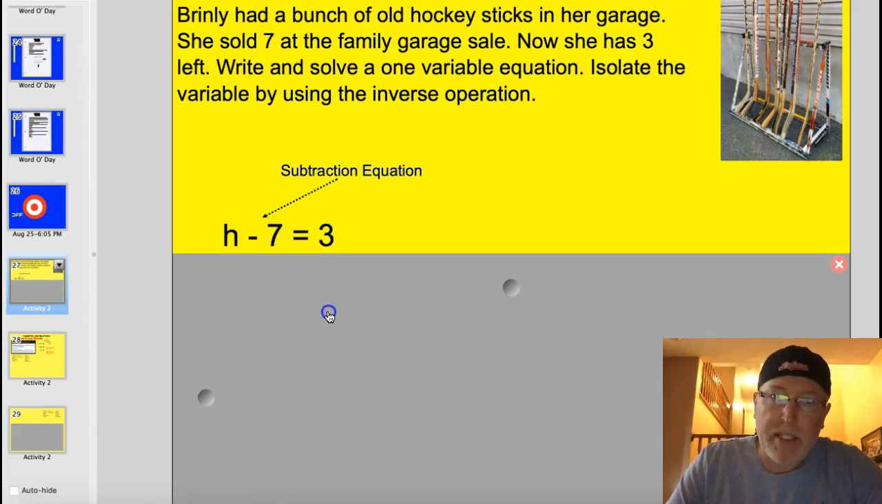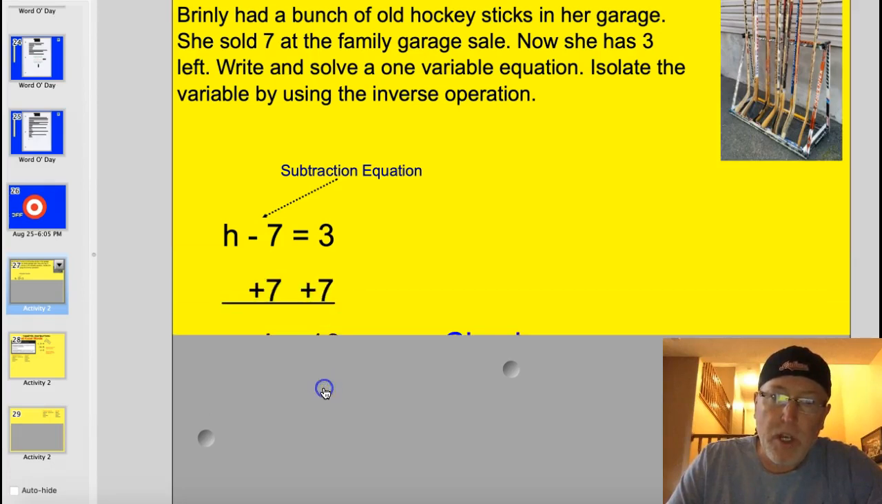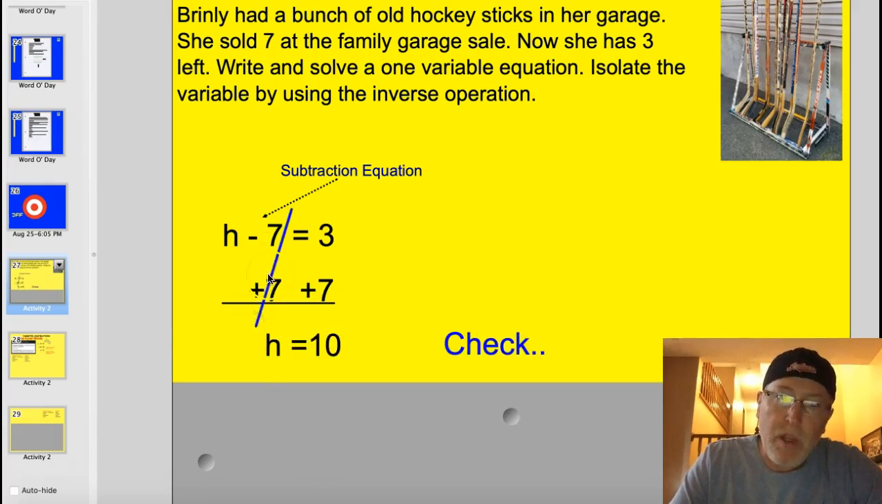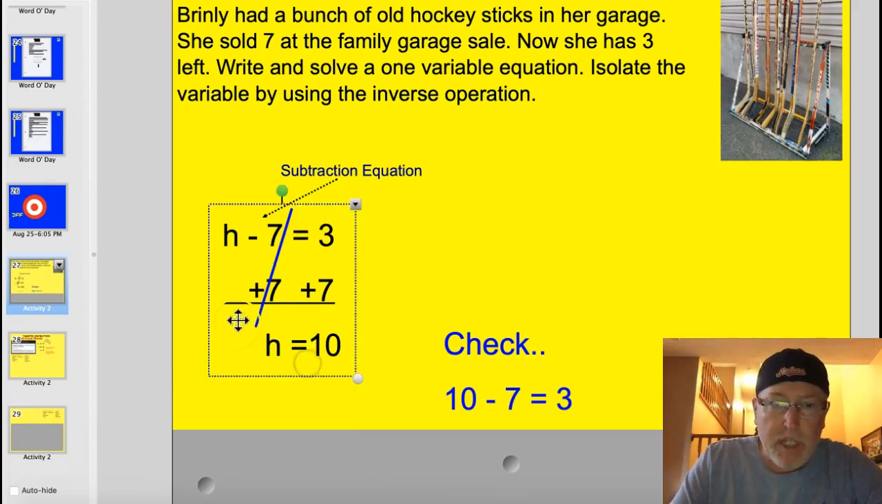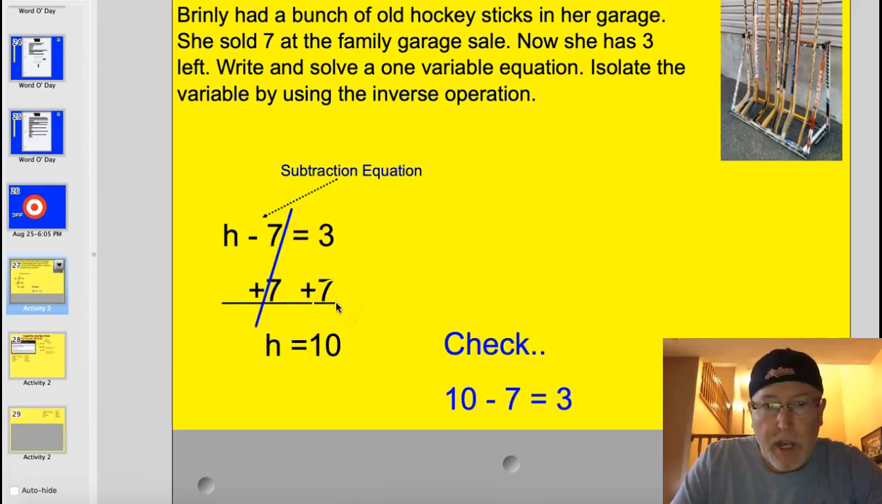How do we isolate the h? How do we get it by itself by using the inverse operation? Well, the opposite of subtraction is addition. So we add 7 to both sides. Those 7s will cross off. We end up with 3 plus 7 being equal to h, or h is equal to 10. We've balanced both sides. We've lined up the equal signs, and we put a line underneath the addition to show that now we're rewriting this equation in a more simplified form. Throw it in, check it. 10 minus 7 is 3, and we are off to the races.